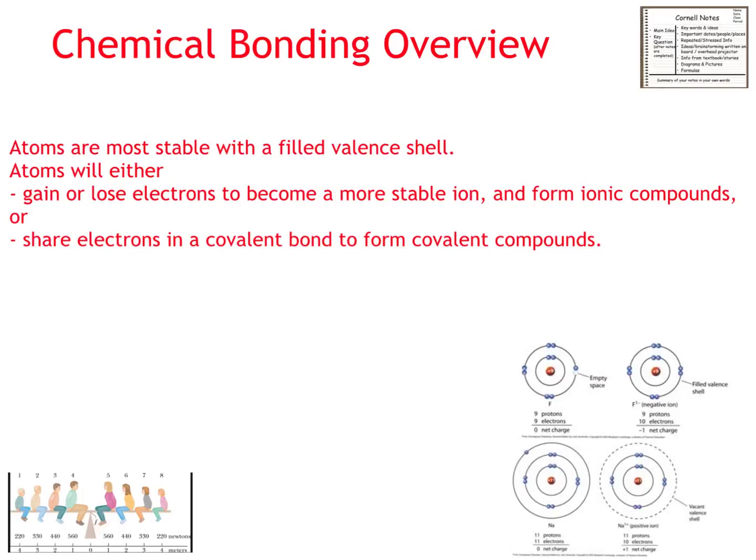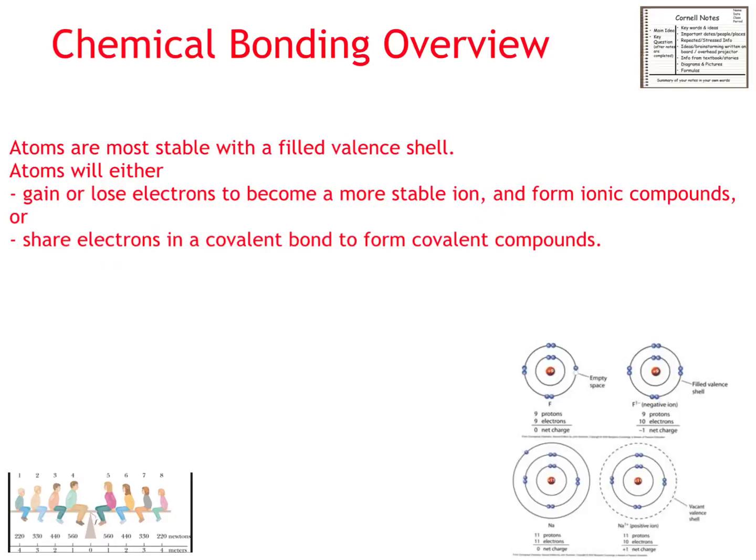So there's two different ways that atoms can fill their shells. Atoms will either gain or lose electrons to become a more stable ion and then form ionic compounds, or they can share electrons in a covalent bond and form covalent compounds. So those are the two different types of bonds that we're going to be studying.